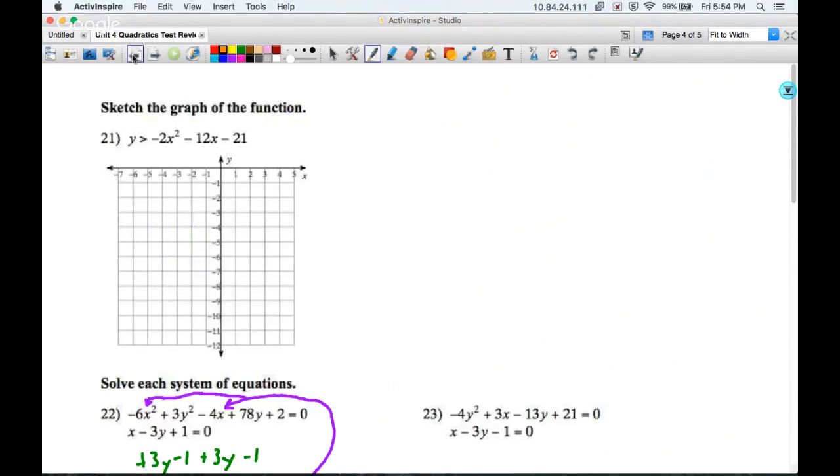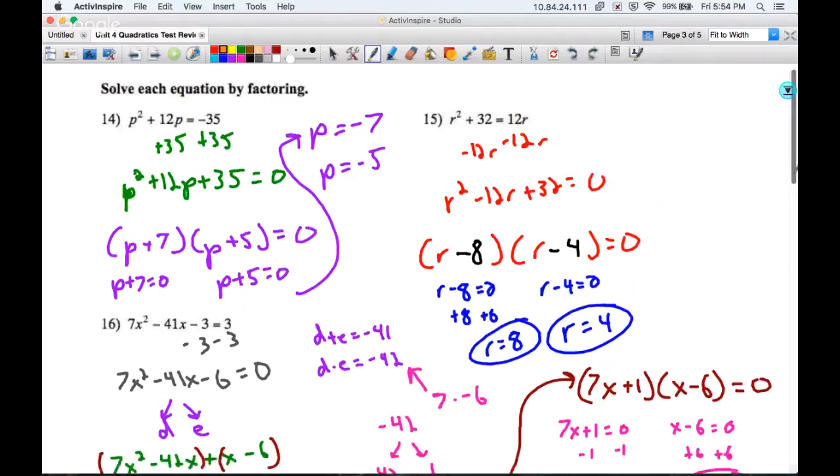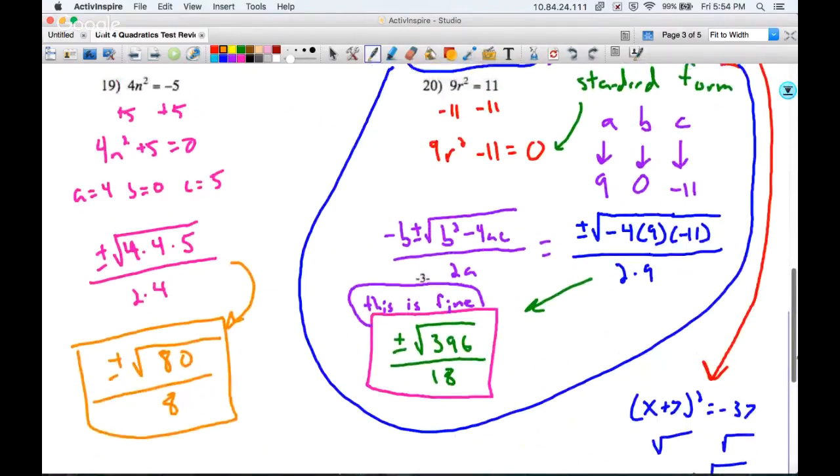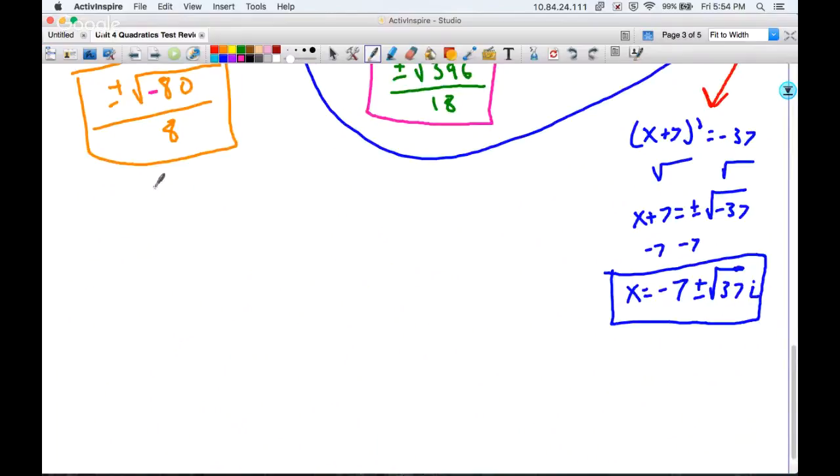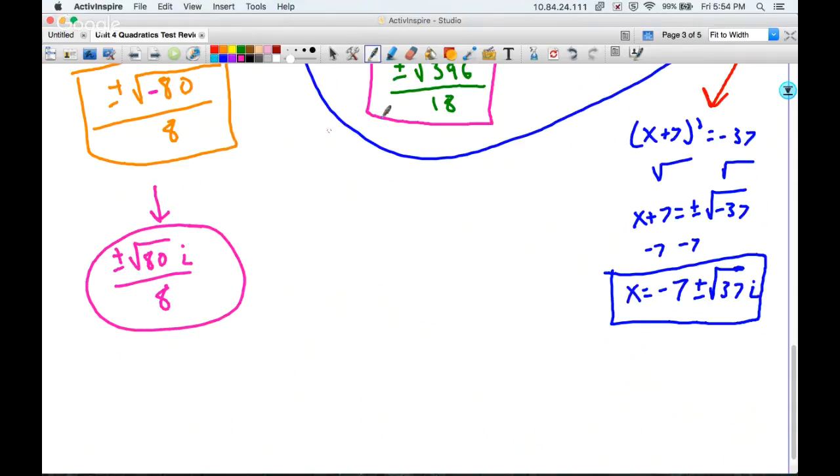That was 19. They got an i in their answer. Oh, minus 4AC. So this should have been a negative 4, negative 80, which means we can't leave the answer like this. We got to convert that to plus or minus the square root of 80i over 8. And I'm fine with you leaving it like this. So don't leave it like this. Leave it like what I've written in pink there.